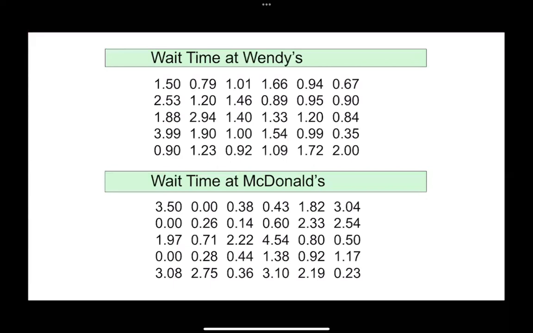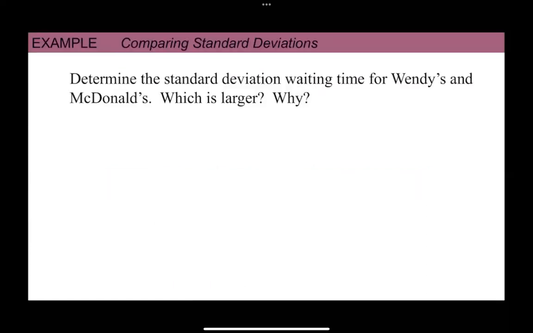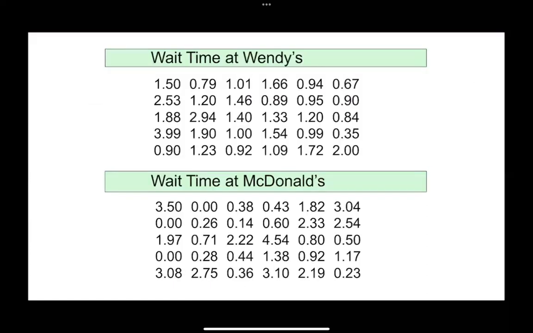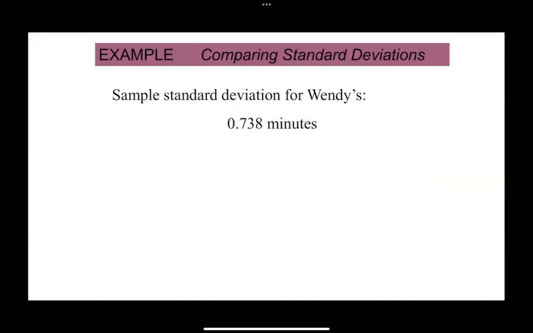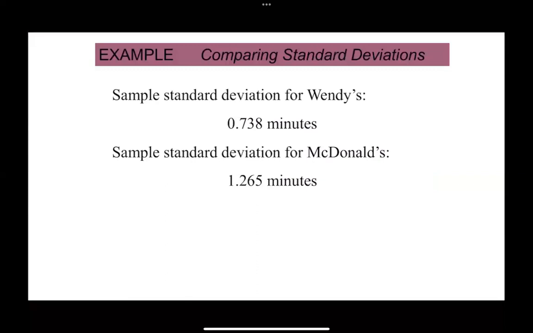At least I'm pretty sure that that's what it is. Maybe it's time standing in line. It's not really clear. This could be how long you stand in line before you get helped. I'm not really sure, but these are the wait times. So our sample standard deviation for Wendy's is 0.738 minutes. Our sample standard deviation for McDonald's was 1.265 minutes.